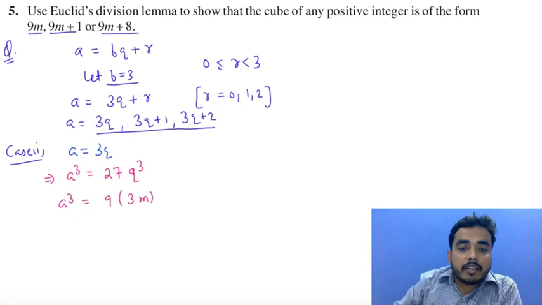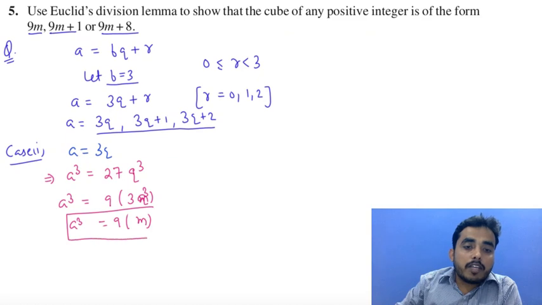So 3q cube is again an integer. Now you can write this is 9m form. So from first case we have proved that a cube is of the form 9m. So ये वाला part हमारा proof हो गया है.